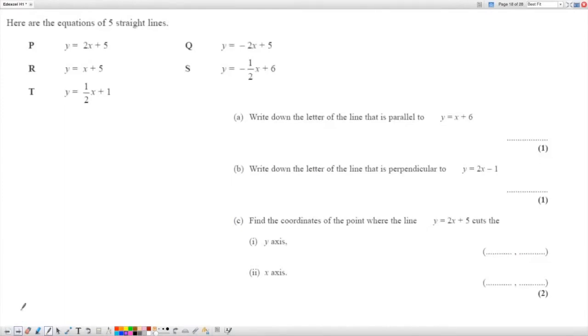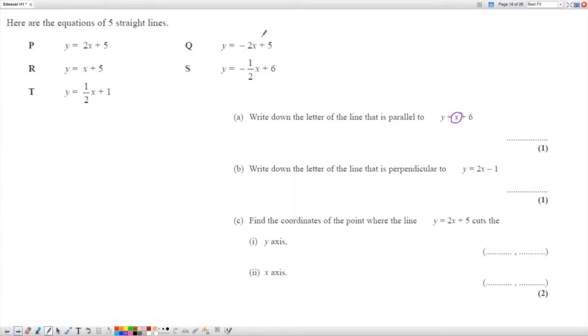Here we're given 5 equations of straight lines and asked to write down the letter of the line that's parallel, first off, to our equation here, y equals x plus 6. For a line to be parallel, it must have the same gradient. The gradient part is the number, the coefficient in front of x. So here we just have 1x, x.